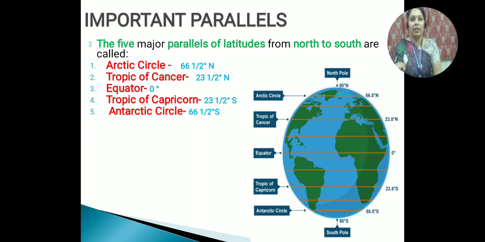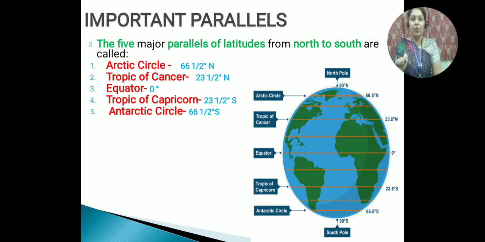Just below the Tropic of Cancer, we have the equator. There is one more line there, which divides the earth into two equal parts. That is known as the equator. The equator is an important line of latitude, and from here all the degrees of latitude are counted. So it is 0 degrees. Where the equator is, we mark it as 0 degrees.